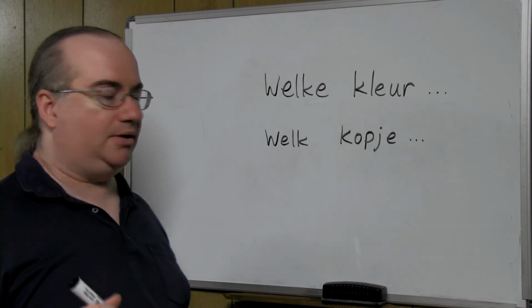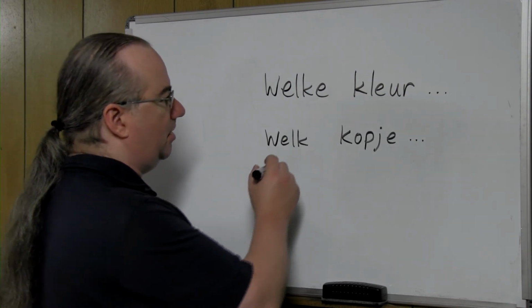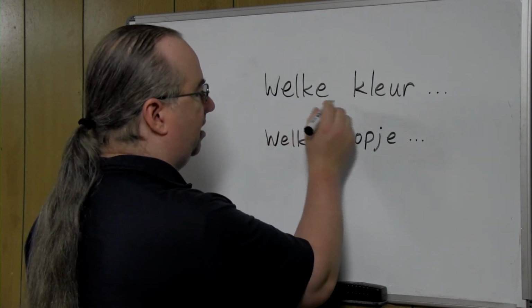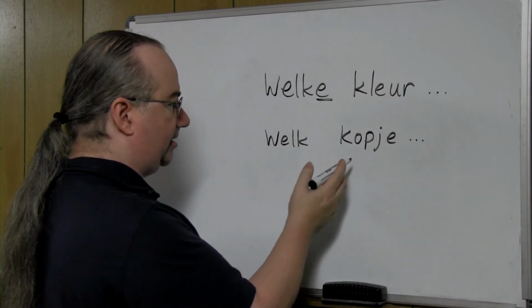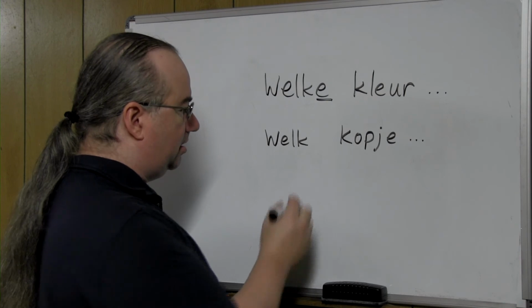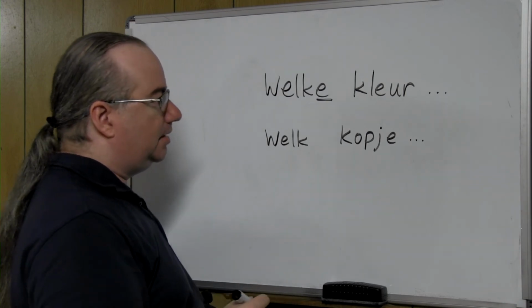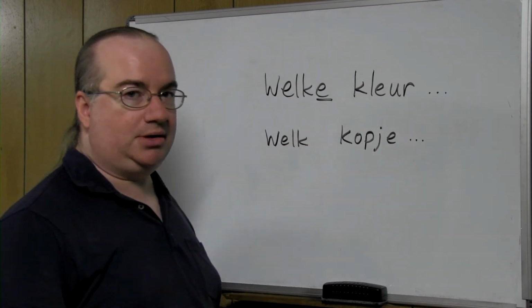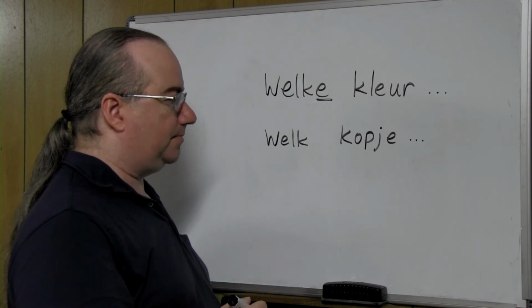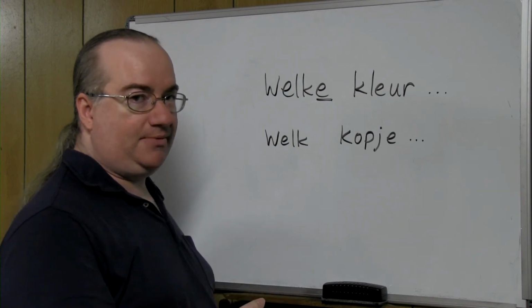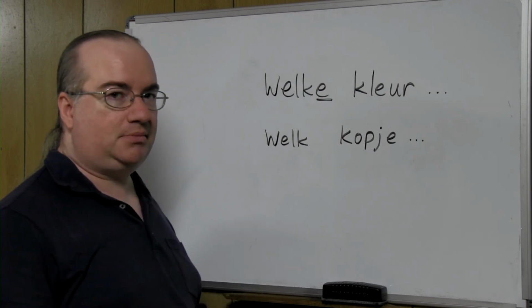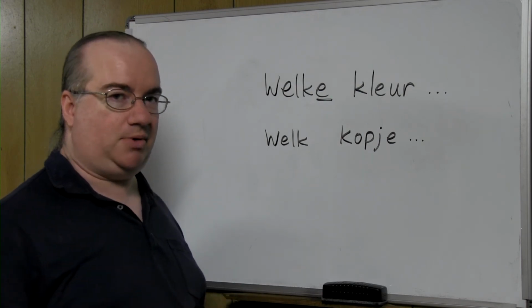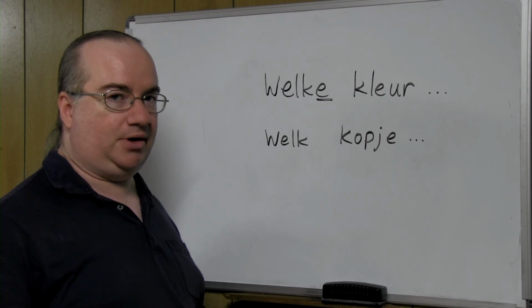Okay, now check this out. When I say which color, I say welke kleur with an E right here. But you'll notice when I talk about kopje, I don't have an E. Kleur is a de word. Kopje is a het word. And when we're asking about a het word, you say welk without the E instead. Let's take a look at some more situations where we'll add E's to the end of the word.